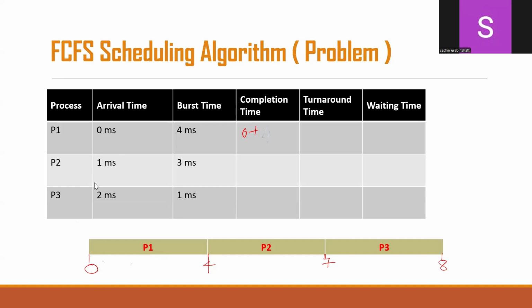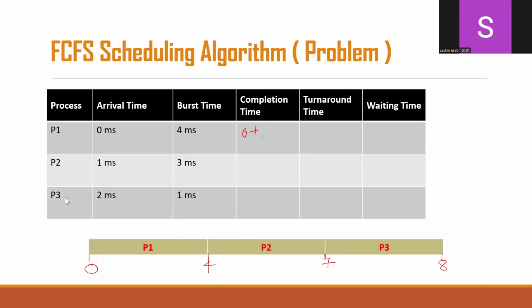Now P2 has arrived at the 1st microsecond, but it has to wait until process P1 completes its execution. As you can see here, P1 completes its execution at the 4th microsecond. So P2 is taken by the CPU after the completion of P1, and starts its execution at the 4th microsecond. The total time taken for P2 to execute is 3 microseconds. So 4 plus 3 is 7. At the 7th microsecond, P2 completes its execution.